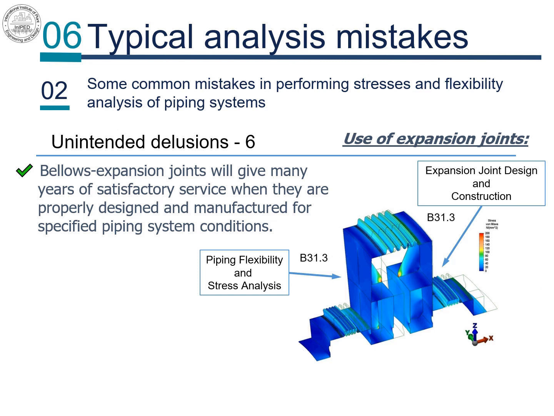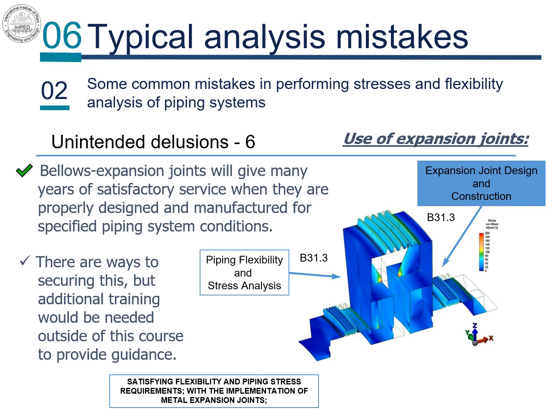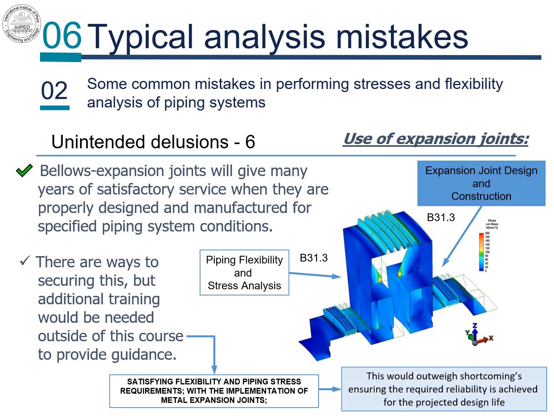So, we have the situation where knowledge related to the design and construction of expansion joints sits with expansion joint manufacturing companies, which are totally separate and often remote entities in the design process, which makes it even more difficult to combine their efforts. Securing this, however, is explained in an additional course titled Satisfying Flexibility and Piping Stress Requirements. With the implementation of metal expansion joints, the rewards can be significant and the final product would outweigh all shortcomings normally associated with expansion joints, ensuring the required reliability is achieved for the projected design life.